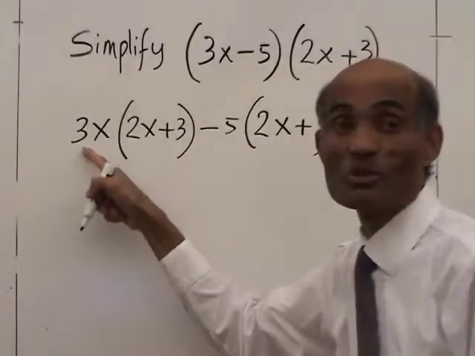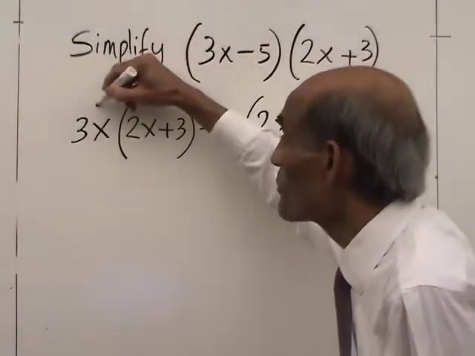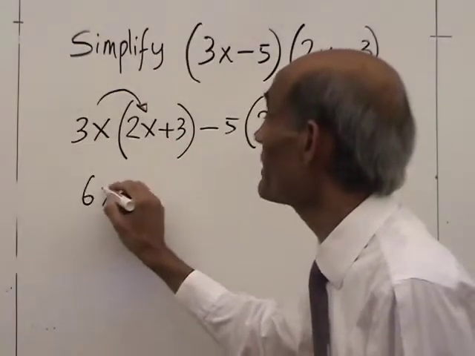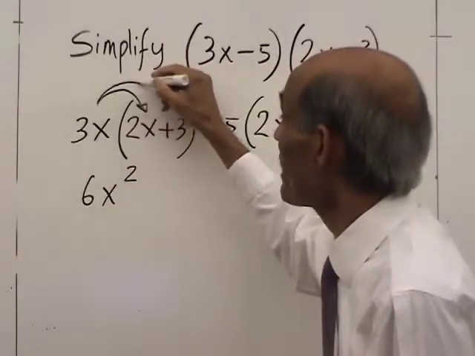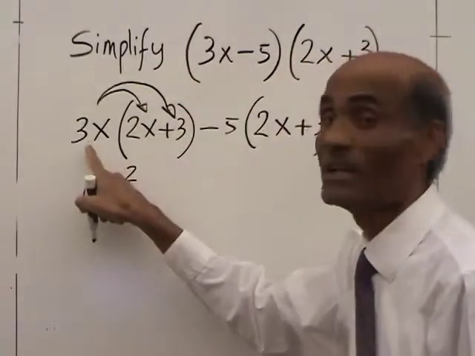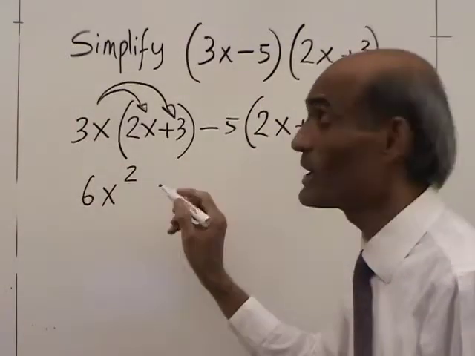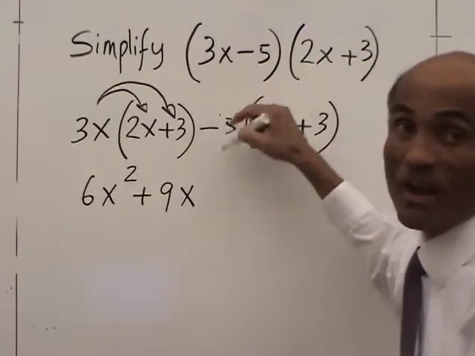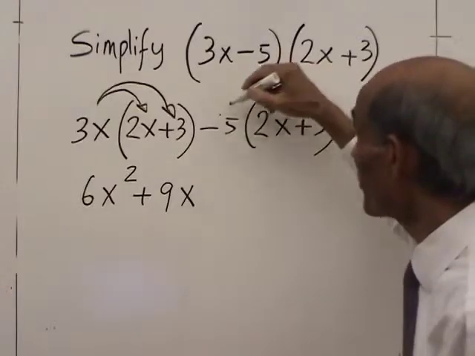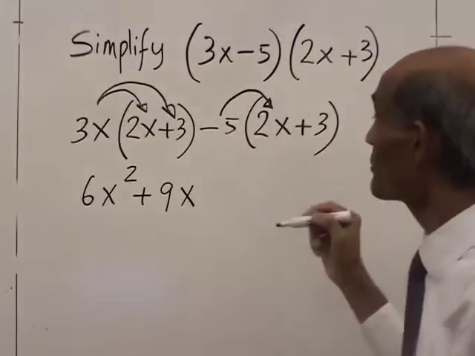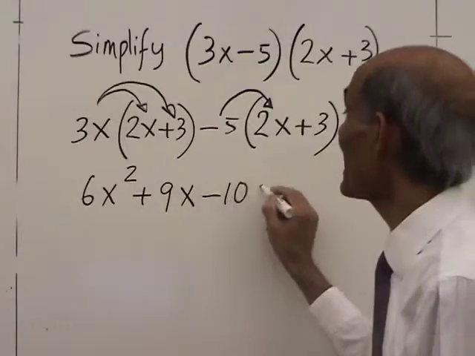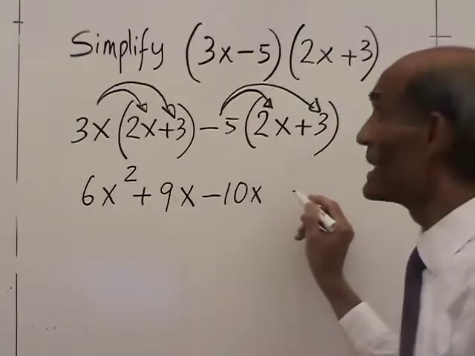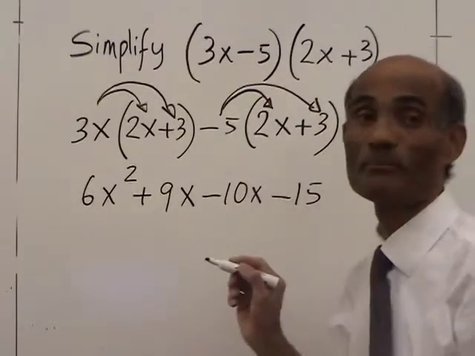Okay, now distribute 3x. Now you know how to do this. 3x multiplied by 2x is 6x squared. Now 3x multiplied by positive 3 is 9x. And now negative 5. Distribute the negative 5. It's very important. Negative 5 times positive 2x is minus 10x. And now negative 5 times positive 3 is negative 15.